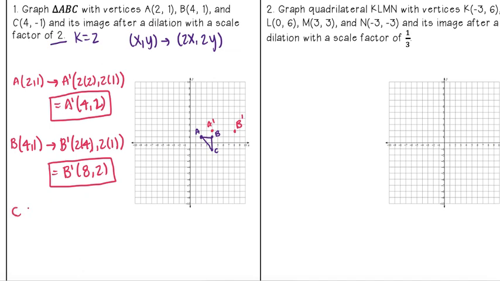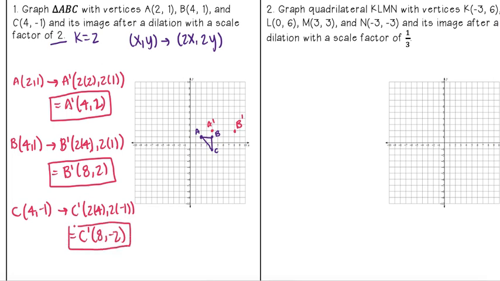And now my last one, C is at (4, negative 1). So that means for C prime, I'm going to multiply (4, negative 1) by 2. So I'm going to have 2 times 4, 2 times negative 1. Well, 2 times 4 is 8. 2 times negative 1 is negative 2. So (8, negative 2). And so I see there is my image. And I see this one enlarged the figure.